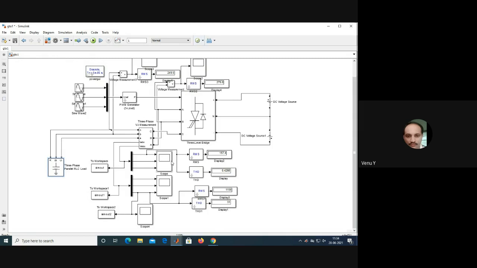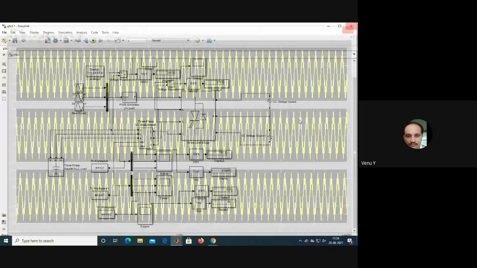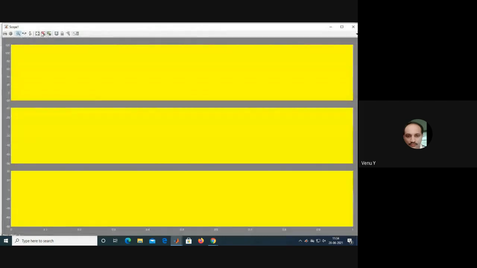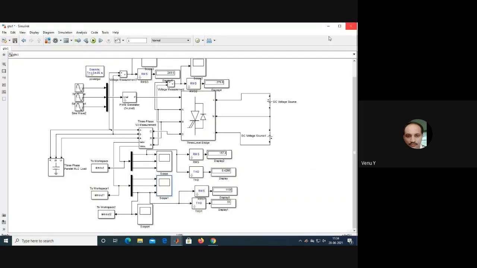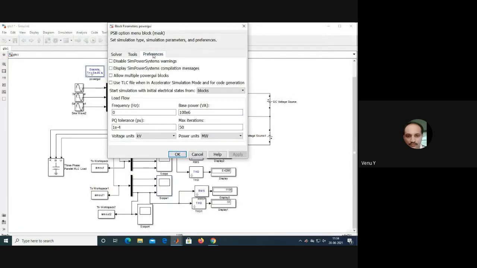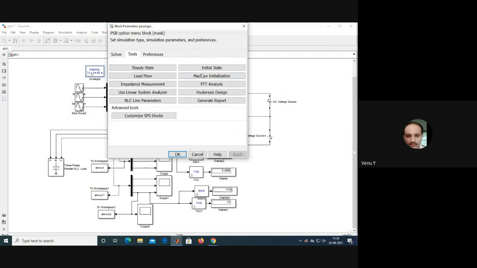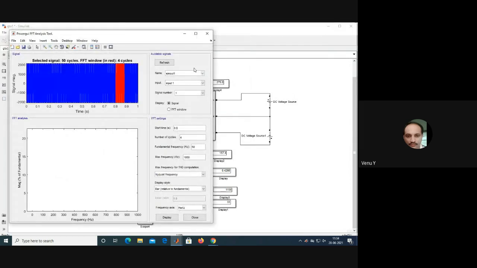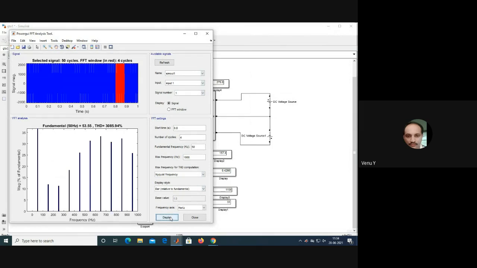Now let us look at the waveforms, voltage waveform, current waveform. Now let us see the FFT analysis. This is 50 Hz. Apply, Tools, go to FFT analysis. Sim output 1 is very high, and THD is not acceptable.